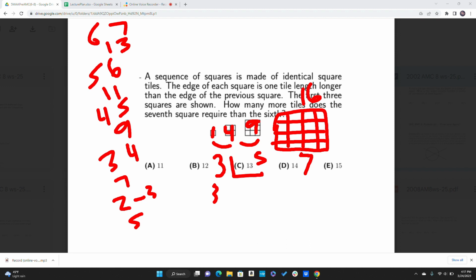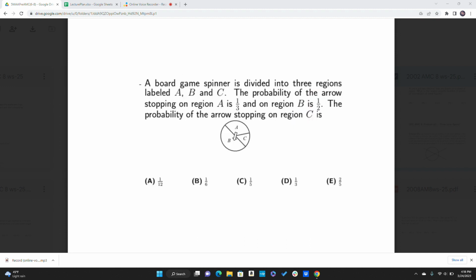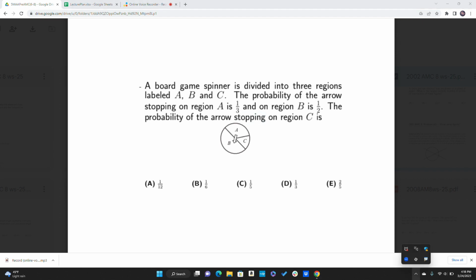That's 13. Okay, we've got a board game spinner that's divided into 3 regions. So region A has probability 1/3 of being landed in. B is 1/2. And we want to know C, right? So the way to figure out C is to figure out how much of the region we're missing. So we've got 1/3 of the circle accounted for, that's region A. We've got half of the circle accounted for, that's region B. So what are we missing?